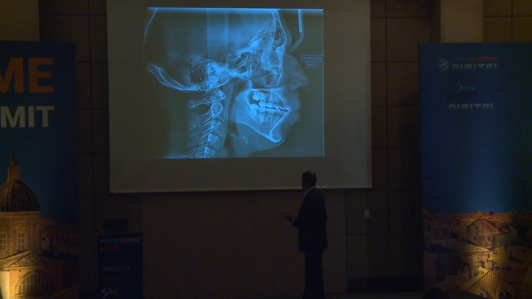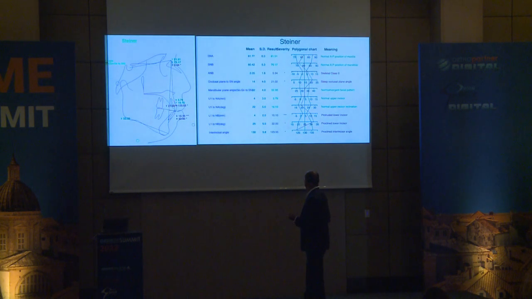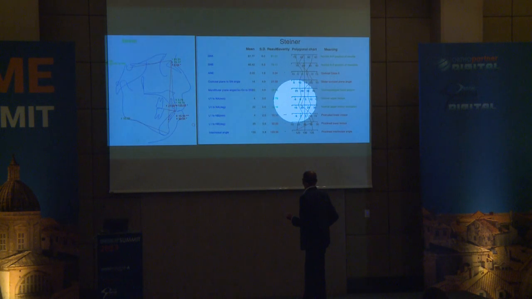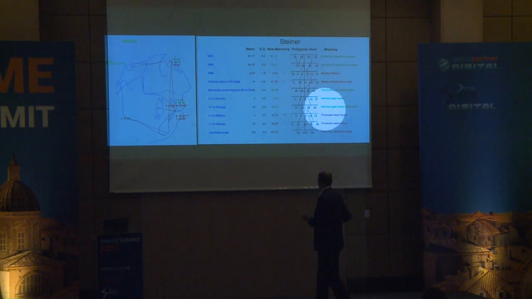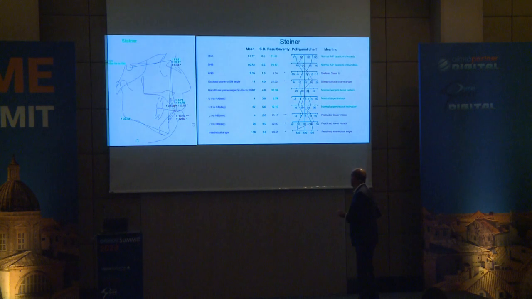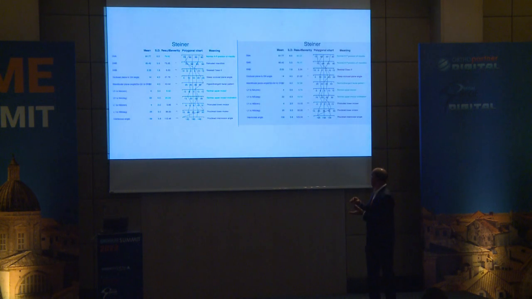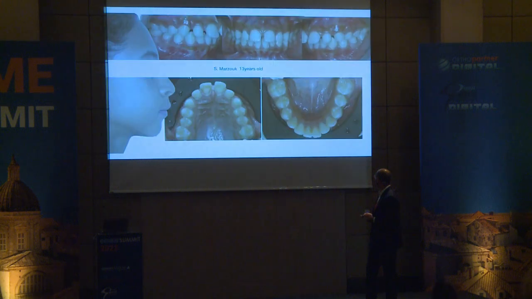This is the ceph at the end of treatment. Analyzing the ceph, we're still a little bit in class 2, but we have a protruded lower incisor too. But we get a normal divergent facial pattern, and it means we reduced the hyperdivergency and let the mandible go forward. This is very interesting.